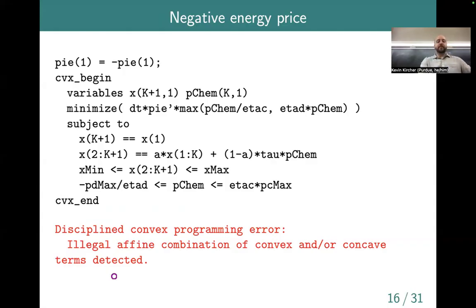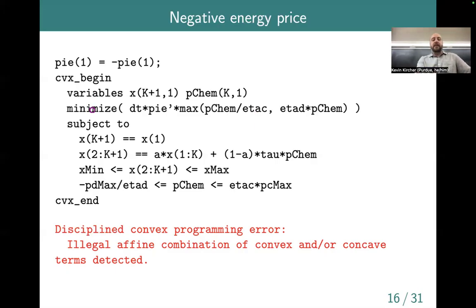Okay. So in this case, the debugging, like finding which line is the problem, is easier because this energy price, pi e, only shows up in one place in the formulation, and that's in the objective function. So does anyone want to guess or explain why, with a negative price here, this leads to an error?